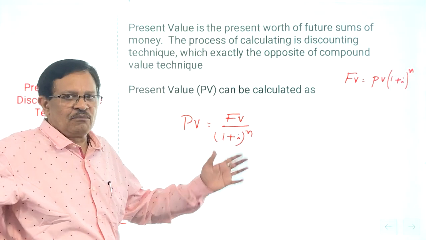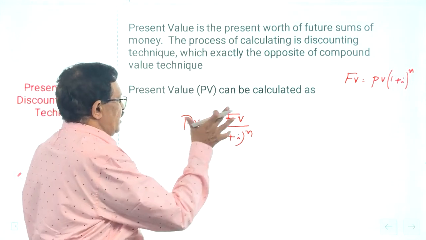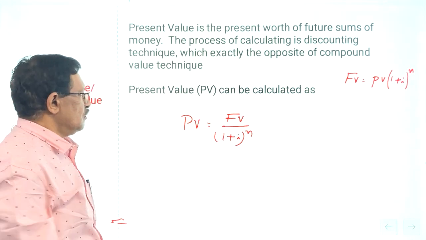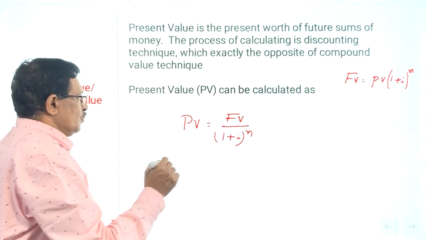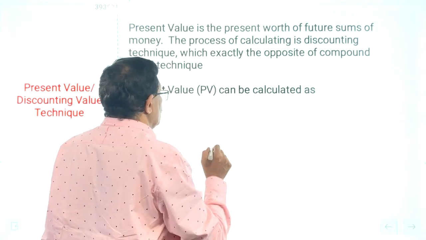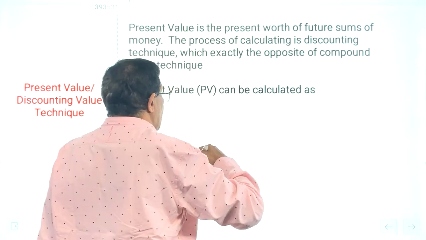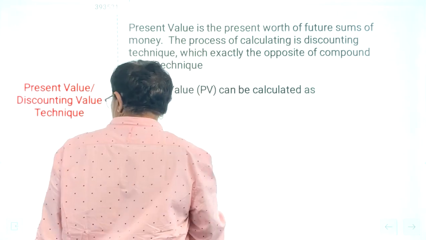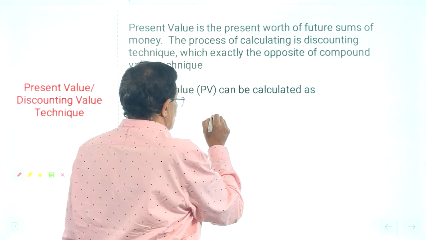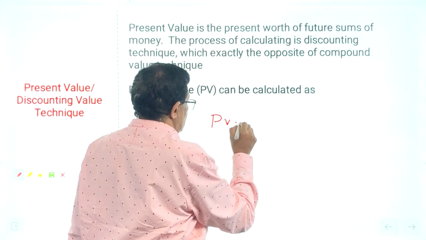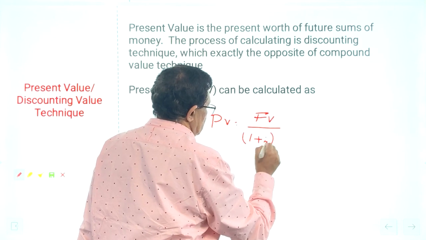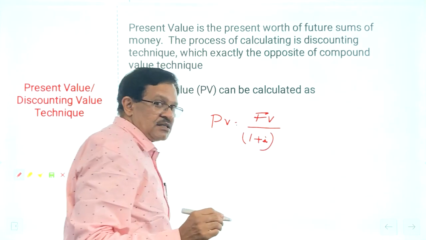This is very simple. So for a given amount in the future, we can find out the present value, and if you know the i, that we call the discount rate, then the present value is equivalent to the future value divided by (1 plus i) to the power of n. Here we call this i the discount rate.